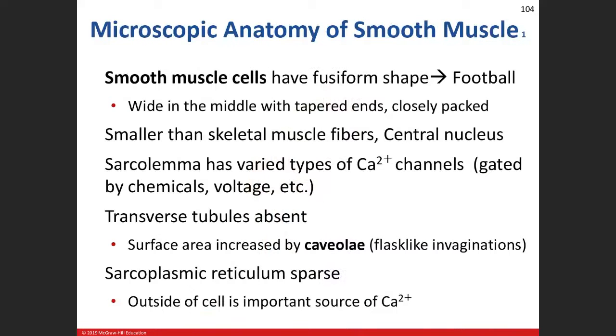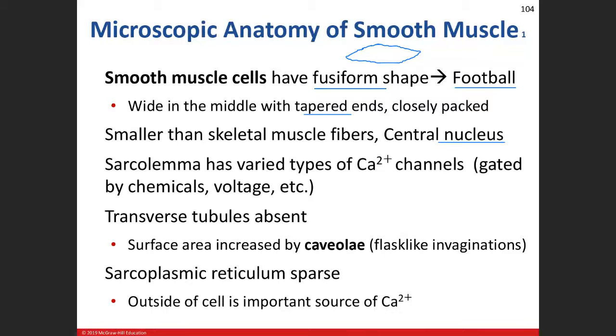So let's quickly talk about a smooth muscle cell. I describe it as a football-shaped cell. The book calls it a fusiform, like a fibroblast. It's going to look like this. It's actually not a bad drawing. I'm very proud of myself. In the middle, it's going to be wider. At the ends, it'll be tapered like a football. There is one nucleus. It doesn't have more than one.